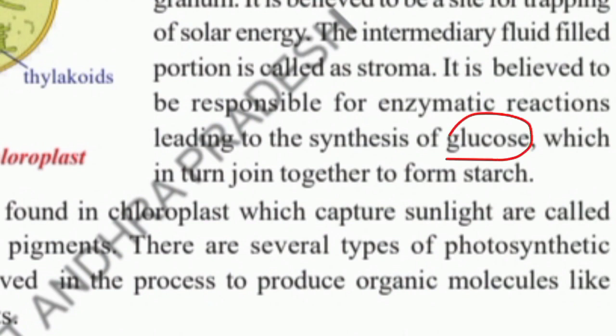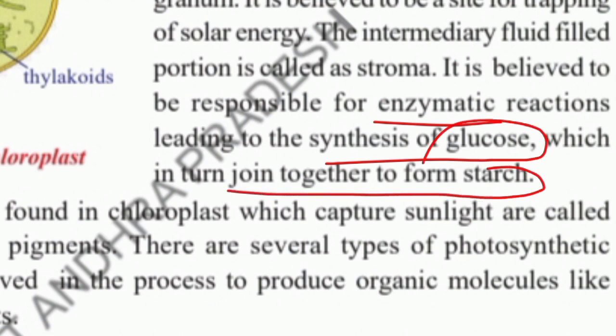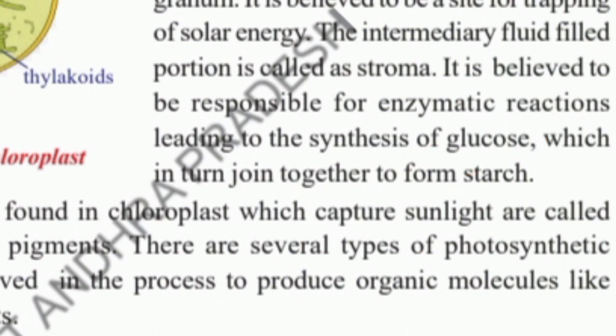Every reaction in the human body, in any organism, in the plant, is due to the action of enzymes. The enzymes help the reaction to occur. So these enzymes lead to the synthesis of glucose, which in turn joins together to form starch. We have already discussed that starch is made up of glucose chains.